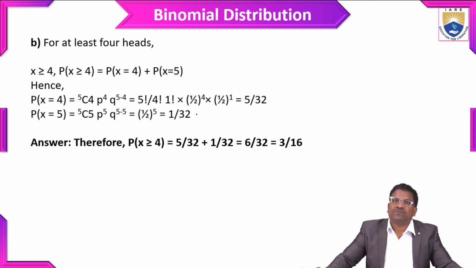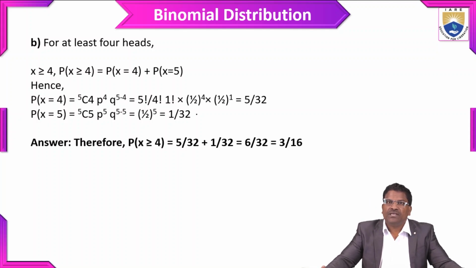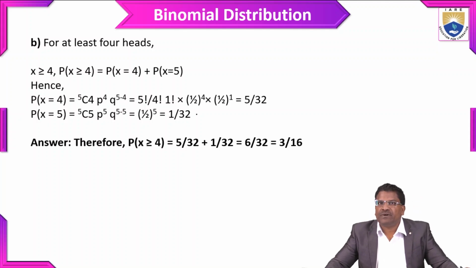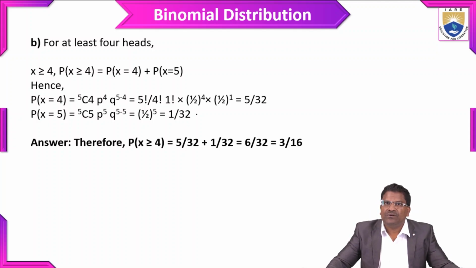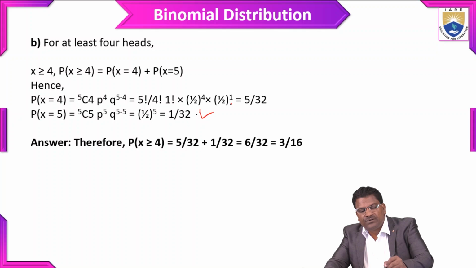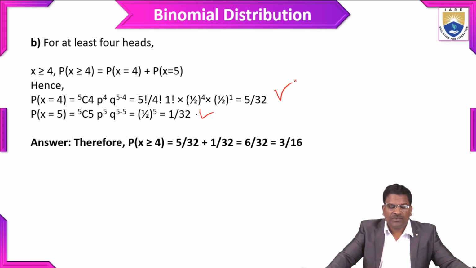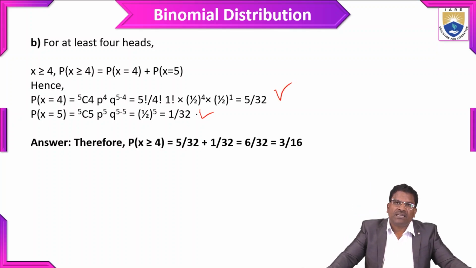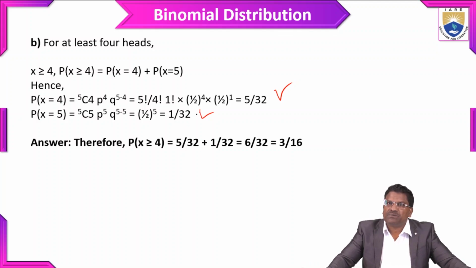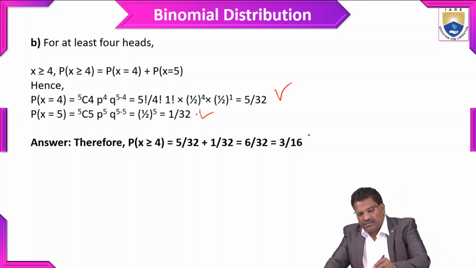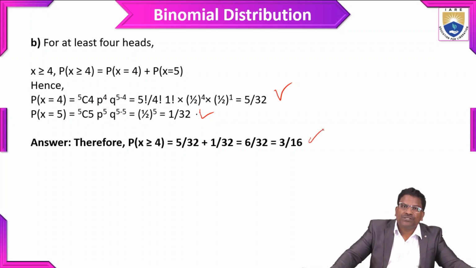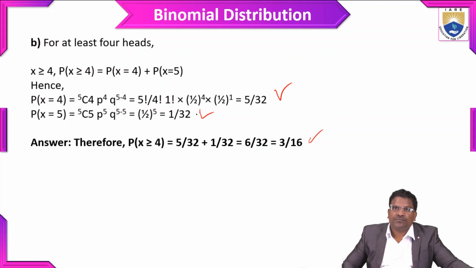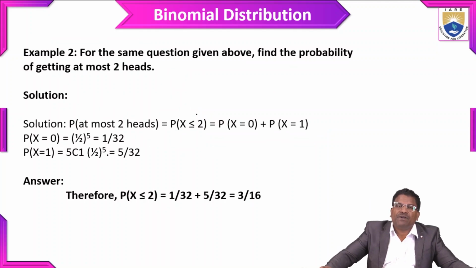P of x is equal to 5 is 5C5, p to the power 5 into q to the power 5 minus 5. It is 1 by 2 to the power 5, which is 1 by 32. Add these two. So P of x greater than or equal to 4 is equal to 5 by 32 plus 1 by 32, 6 by 32. In simplest form it is 3 by 16. So, let us see one more example.